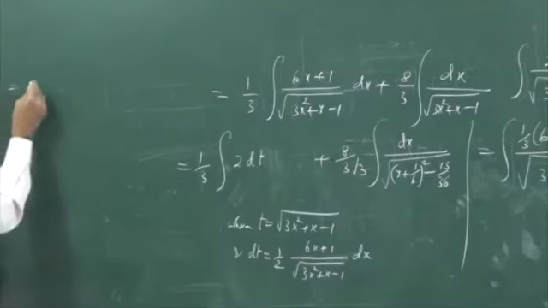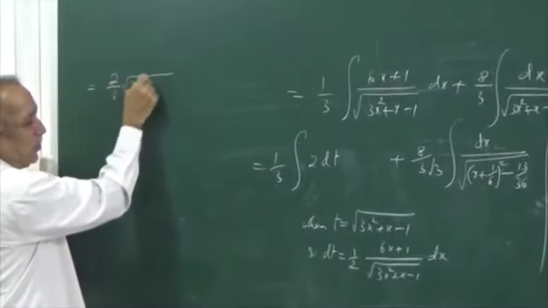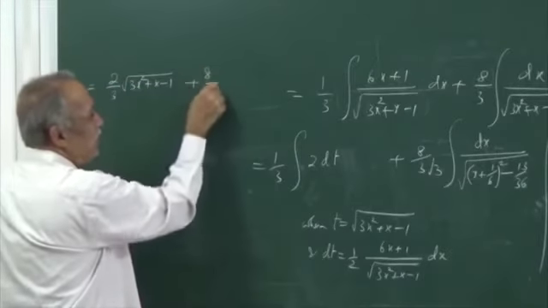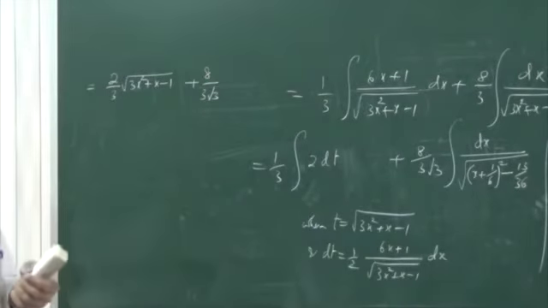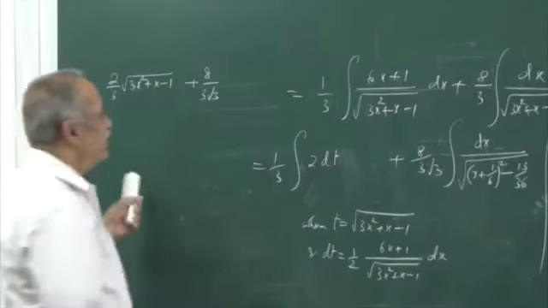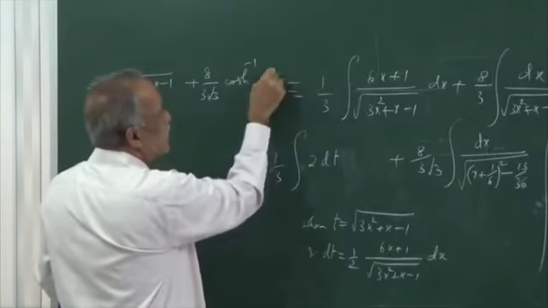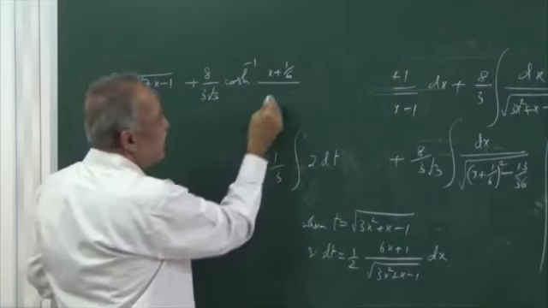The integral is 2/3 of t, where t is root of 3x square plus x minus 1, plus 8 by 3 root 3 times the integral of 1 by root t square minus a square. The integral of 1 by root t square minus a square must be some hyperbolic inverse function, cos hyperbolic inverse. Our t is x plus 1 by 6, and a is root of 13 by 36.